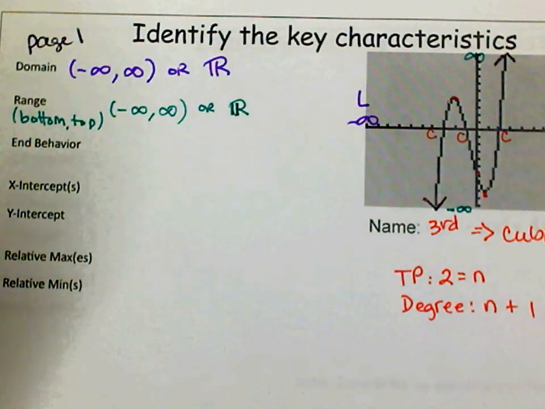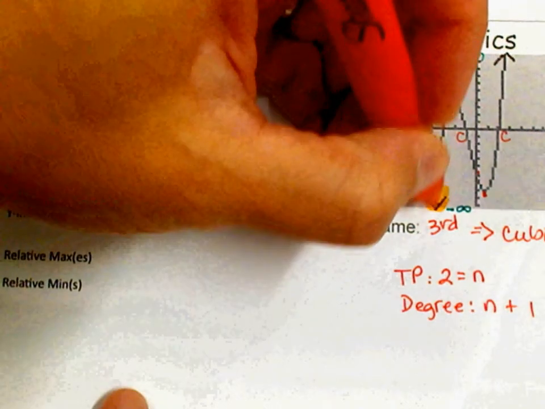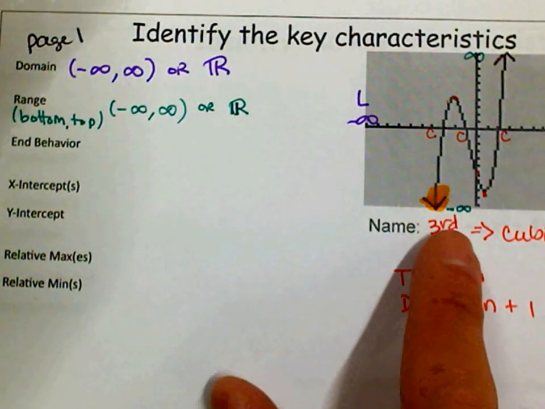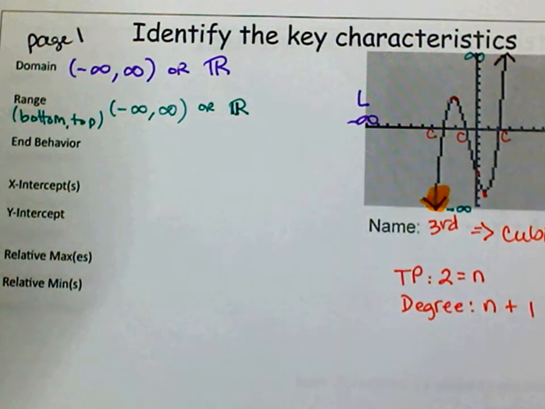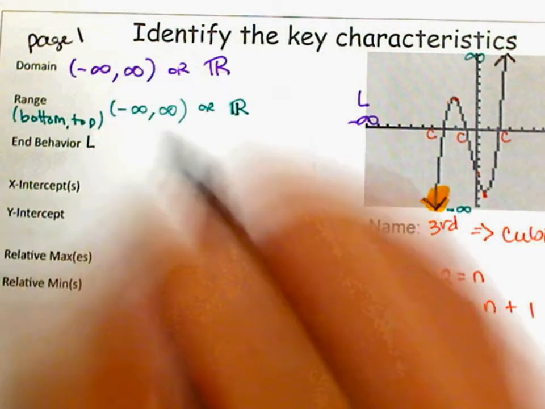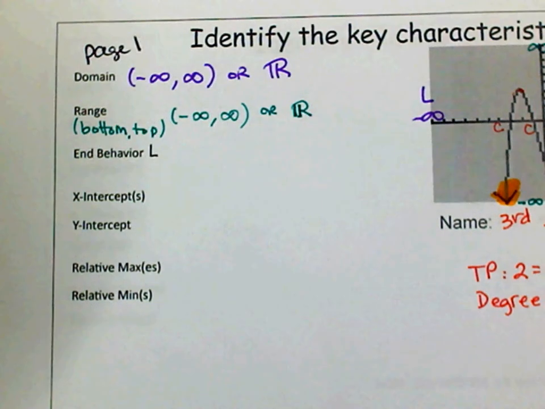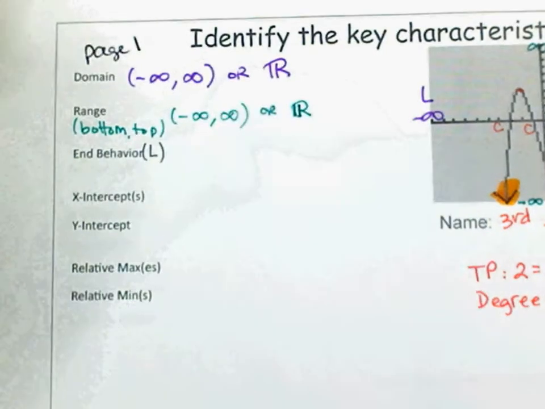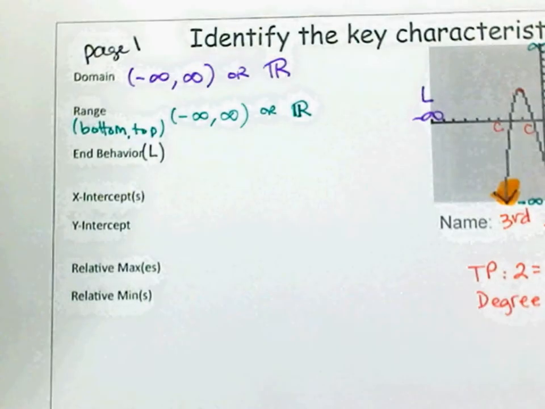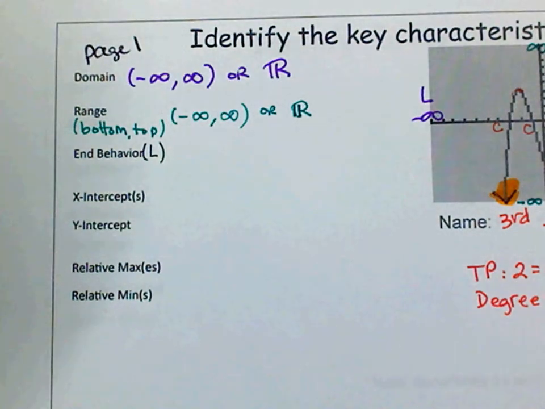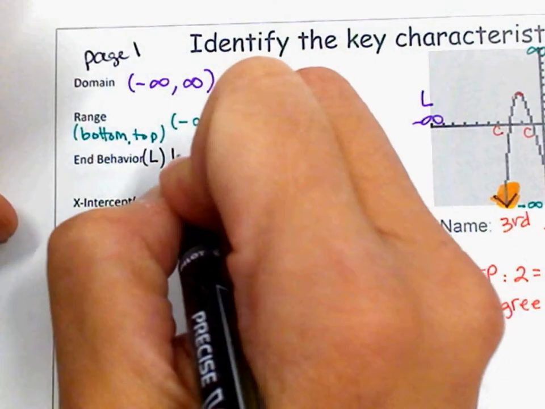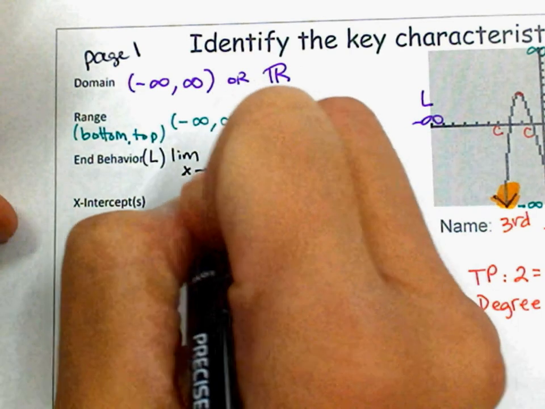Okay? All right, let's look at our end behavior. Here we go. Our end behavior. All we're going to look at for our end behavior is this one right here for our left, right? Okay. You don't have to write left, but I'm going to write L for left. You don't have to write left because you can tell it's left by this right here.